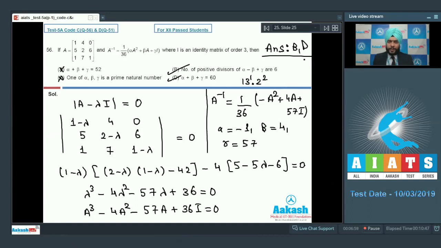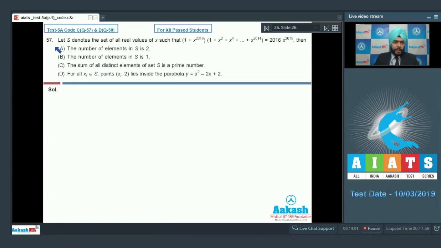Let us move on to question number 57. Question number 57 says that let H denote the set of all real values of x such that (1 plus x raised to power 2016) whole multiplied by (1 plus x square plus x power 4 plus up to x power 2014) is equal to 2016 x power 2015. So definitely this is a polynomial equation involving higher degrees.